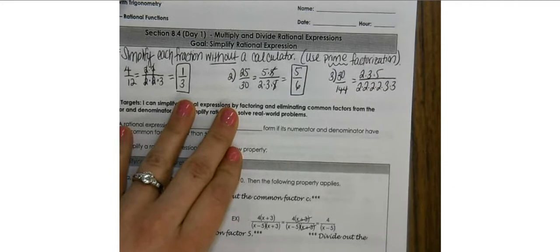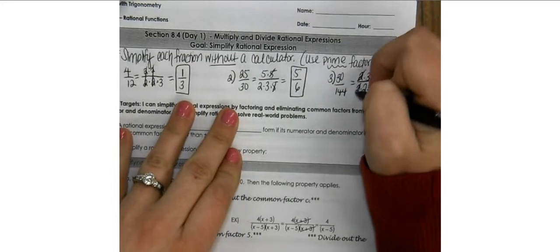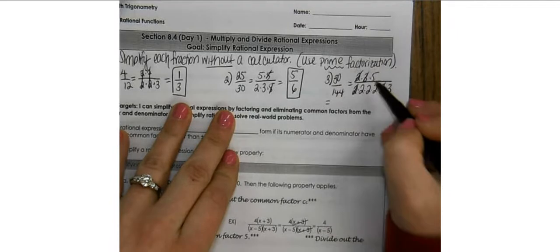Anything that's the same on the top and the bottom will be eliminated. So I have one set of 2's that are eliminated and one set of 3's that are eliminated. And my final answer is going to have a 5 in the numerator and 2 times 2 times 2, that is 8. 8 times 3 is 24. So our answer is 5 over 24.